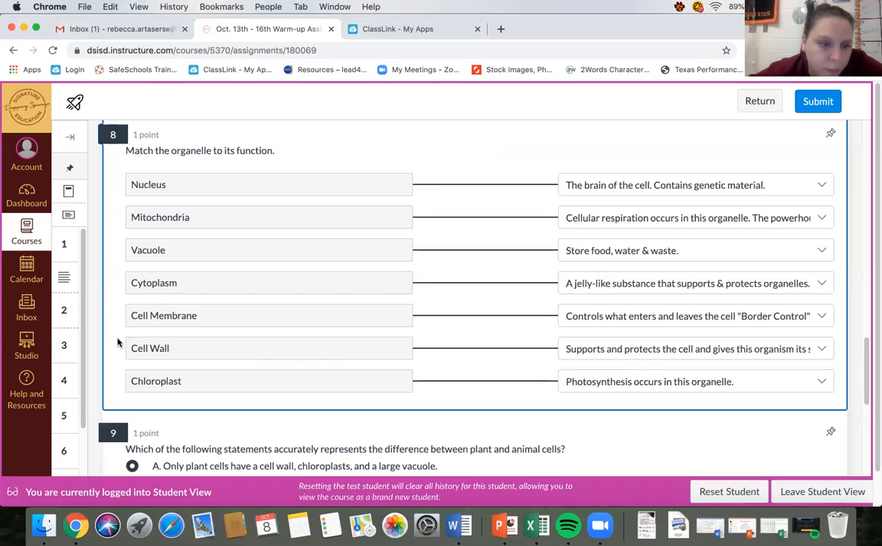It's our border control. The cell wall to a plant is like a skeleton to our mammals. And so our cell wall is going to support and protect the cell, and it gives the organism its structure. And then last but not least, chloroplast, that's where photosynthesis occurs in our plant cells. So photosynthesis occurs in this organelle, in the chloroplast.